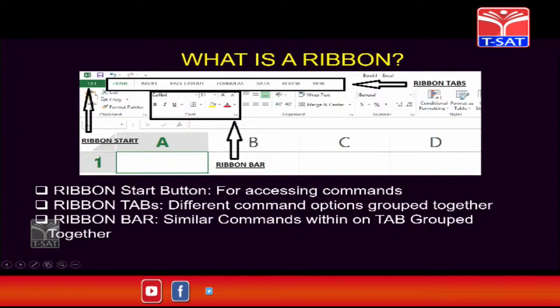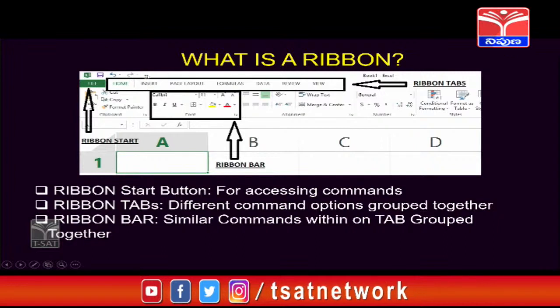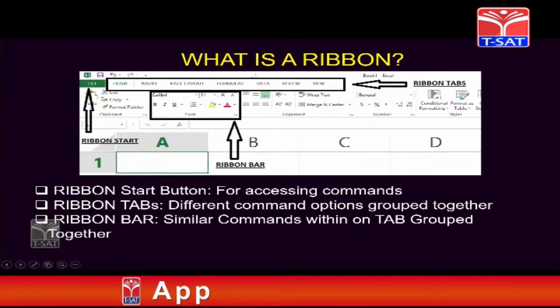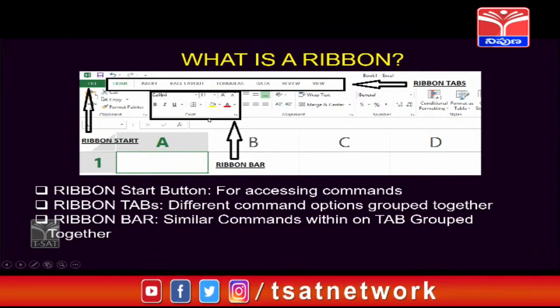Other than the ribbon start button, we have something called ribbon tabs. The horizontal line which you are seeing on your screen, and inside each ribbon tab you have got a ribbon bar. So, what is the basic difference between a ribbon tab and a ribbon bar? A ribbon tab comprises different types of command options which are grouped together.